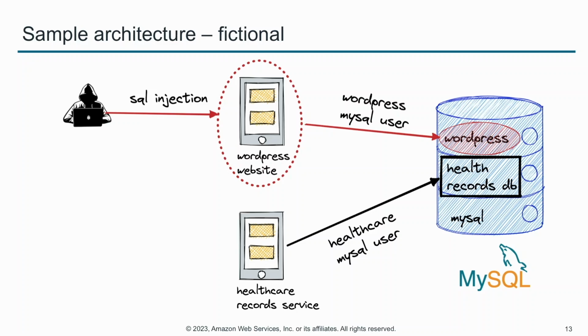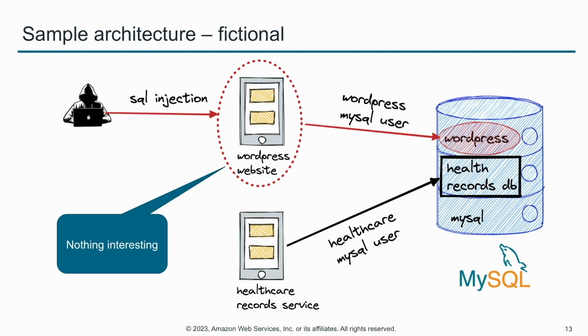So let's imagine that we have found, as pen testers, a WordPress website. And we were able to execute SQL injection using some vulnerability in WordPress. And then we get access to the WordPress database. But there is nothing interesting here. What we are really looking for is access to another database which holds the health records.